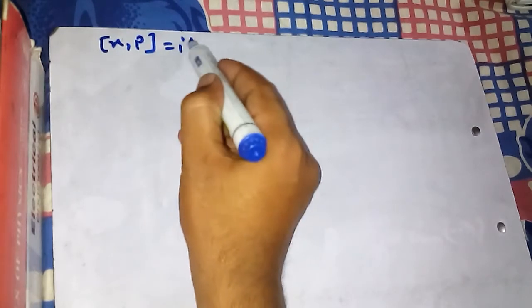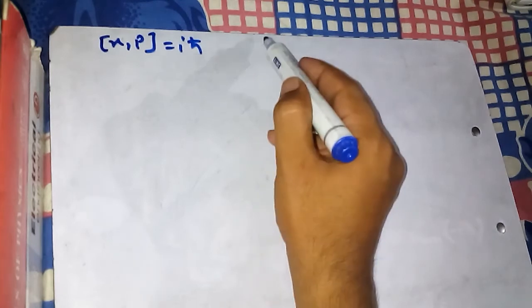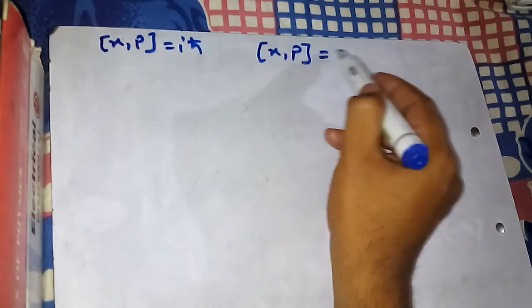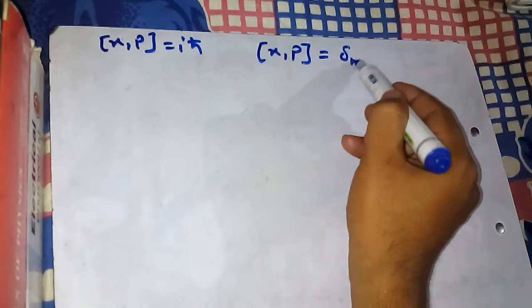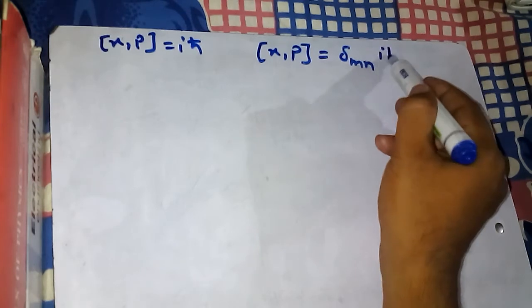Welcome to my channel. Today we will see commutation relation of quantum mechanical operators. We know commutation relation of x and p equal to iħ. But actually this relation is given by commutation of x_m, p_n equal to δ_mn, Kronecker delta mn, into iħ.